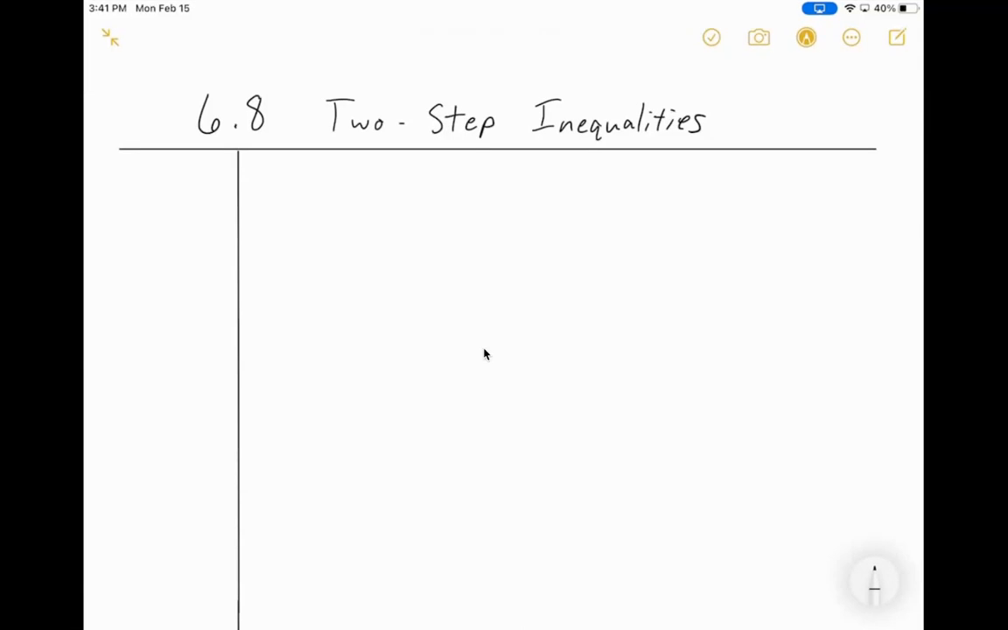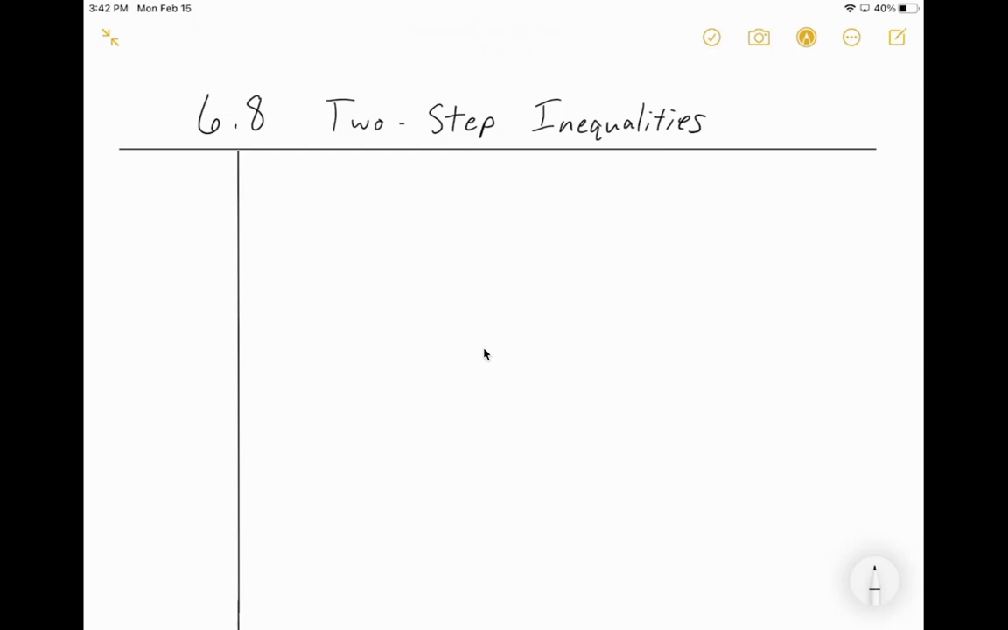All right, class, today we're looking at the last lesson in chapter 6, lesson 8, two-step inequality. So this is kind of like a culmination of all the things we've learned in this chapter in terms of solving equations, and then we turned it into solving inequalities. We did one-step equations and two-step equations. Then we did one-step inequalities, and now it's time for two-step inequalities.